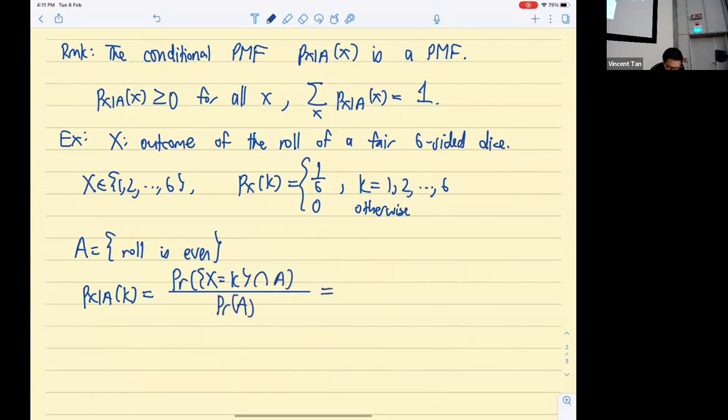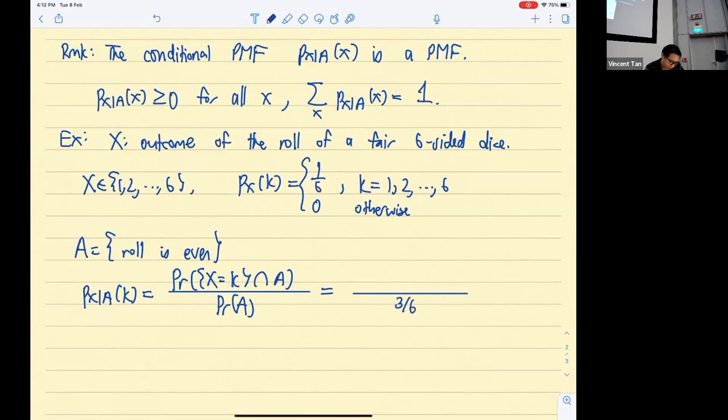Now, what is the probability of A? Perhaps the denominator is easy to deal with. Yes, you can say that A is a new sample space. David is correct. So can someone give me the answer to the probability of A? It's a number. What is the chance that the roll is even? Very good, it's 3/6. Let me put 3/6 here. Thank you very much.